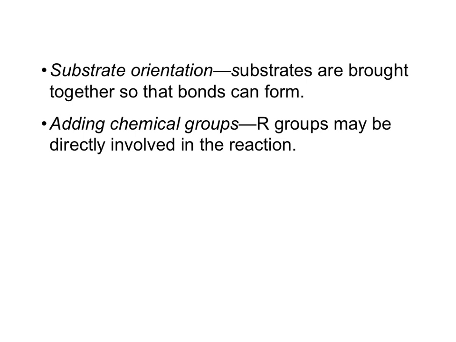Another way that enzymes can speed up chemical reactions is by substrate orientation. So enzymes make sure that the substrates are brought together in just the right way, or orientation, so that the bonds can form. The third way that enzymes speed up chemical reactions is by adding chemical groups. R groups may also be directly involved in the reaction, but it may be that the enzymes are replacing R groups or placing R groups in the polypeptide chains.